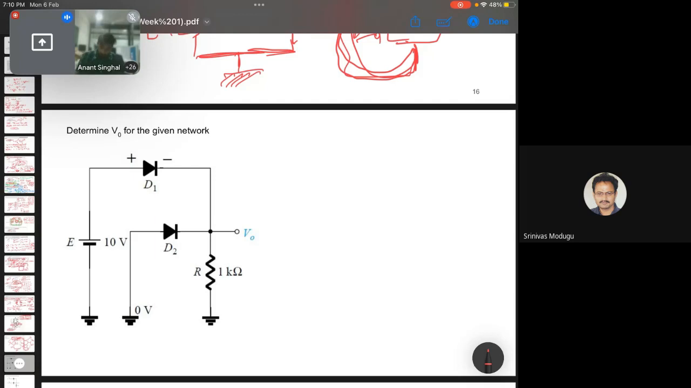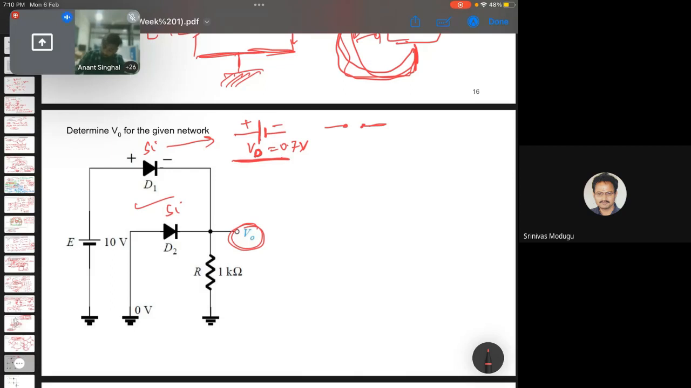So you can see this circuit, and what it says is we need to determine the V naught of the given network. There is a diode, and these are not ideal diodes, these are silicon diodes. What I mean by silicon is that once they are in forward bias, there will be a specific voltage drop across them. So in forward bias, they will act as a voltage source, and the voltage is the drop across silicon, which is generally 0.7 volt. And in reverse bias, they will act as an open circuit only.